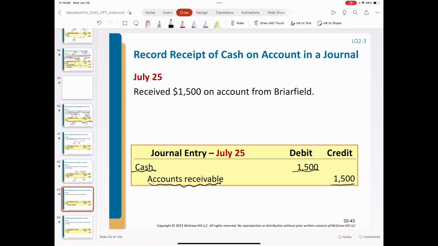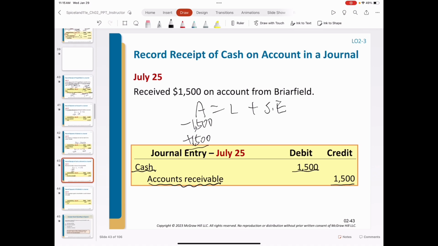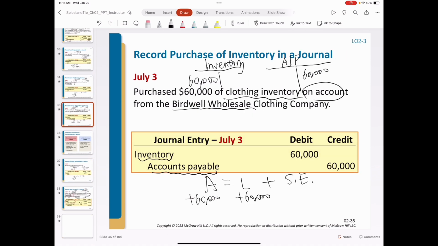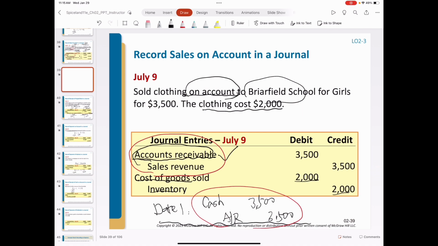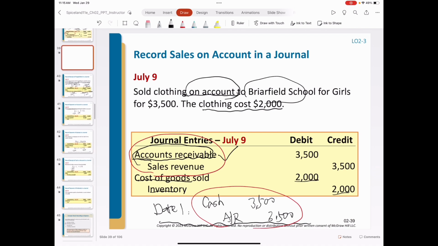Okay, so here the impact on the accounting equation: assets decrease 1,500. We know that's the write-off of accounts receivable. Because of cash receipts, the assets, cash, increased by 1,500. You will expect the rest of the payments, $2,000, later, assuming this customer will not default on this.